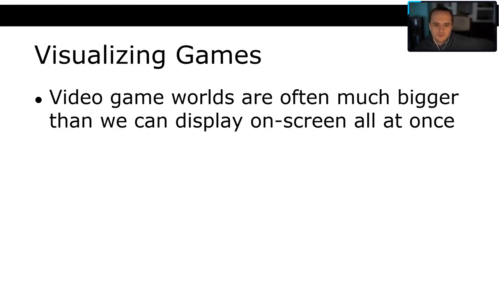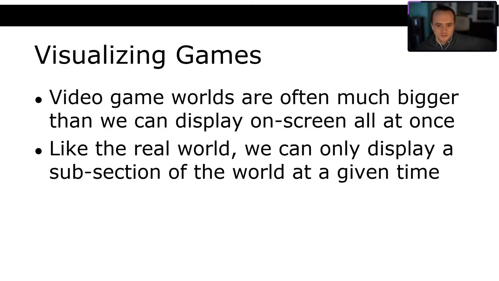Video game worlds are often much bigger than we can display on screen at once, right? Just like the real world, we have this possibly massive video game world, and we can only display a subsection of the world at a given time. Like right now, I'm sitting here at my desk. I can see my monitors, my keyboard, the microphone and the camera, but not a lot else. A lot of stuff in the universe exists, believe it or not, outside what you can currently see. Your eyes are sort of your camera that can look at the real world, and you can only see a subsection of that world. And just like in the real world, we're going to have that in games as well.